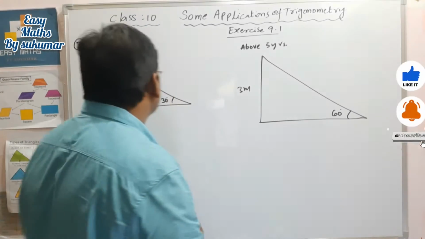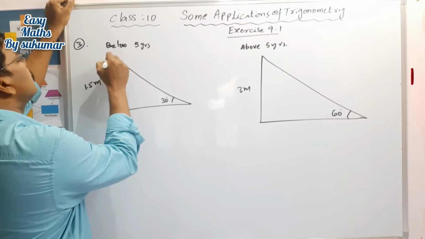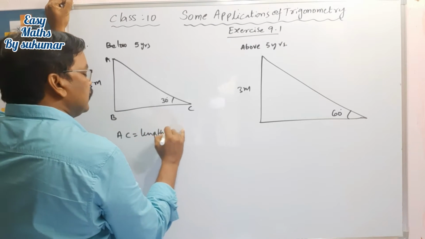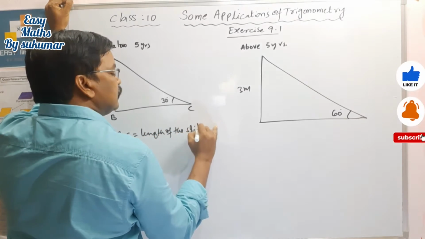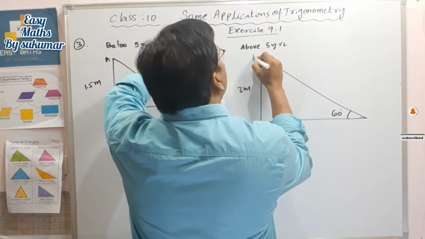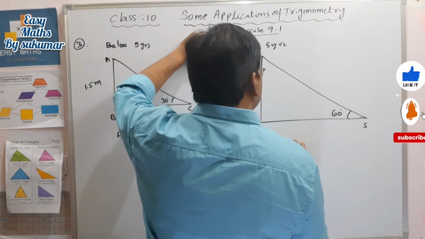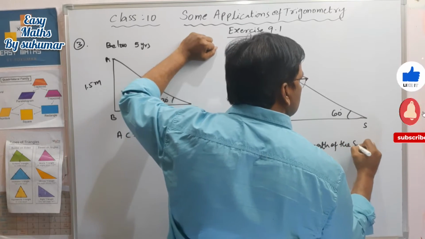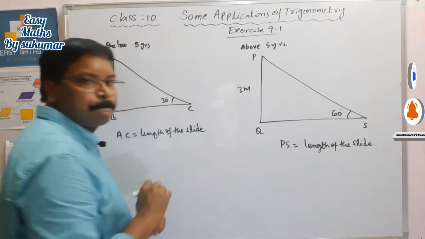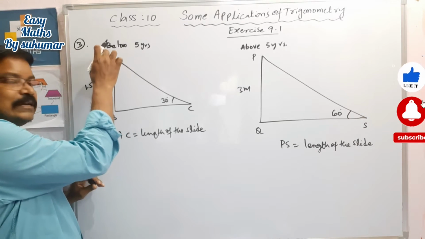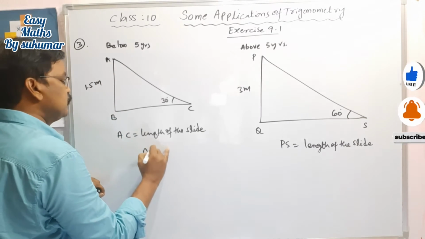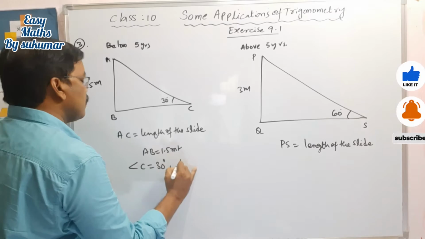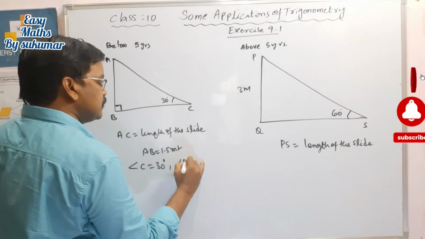Actually, my dear students, this AC is the length of the slide in triangle ABC. Here in triangle PQR, this PS is the length of the slide. The top of the first slide is at a height of 1.5 meters, so AB is equal to 1.5 meters. Here angle C is 30 degrees, and angle B is 90 degrees.